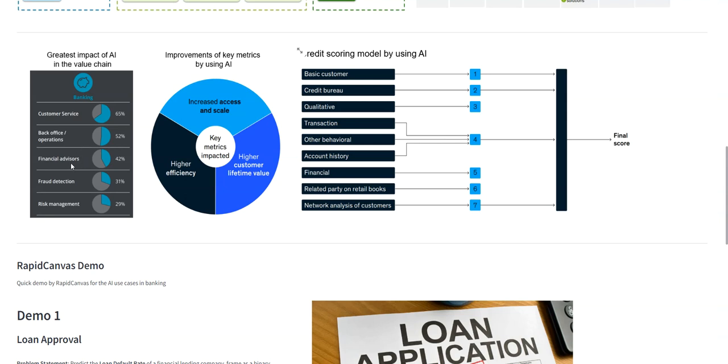The traditional AI will also help you do fraud detection, risk management, right? The end goal is to use AI to improve your key metrics, such as your access, and make your business accessible to more customers and more scalable. Using AI combined with the cloud infrastructure, you will have higher efficiency and higher customer lifetime value.